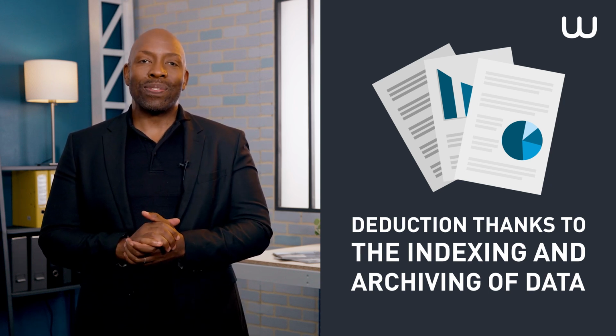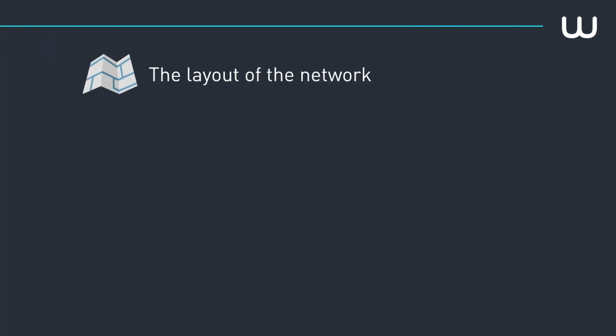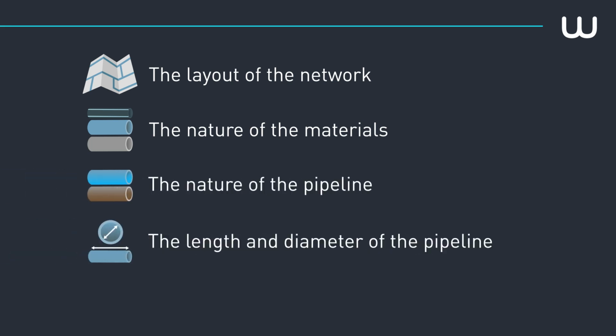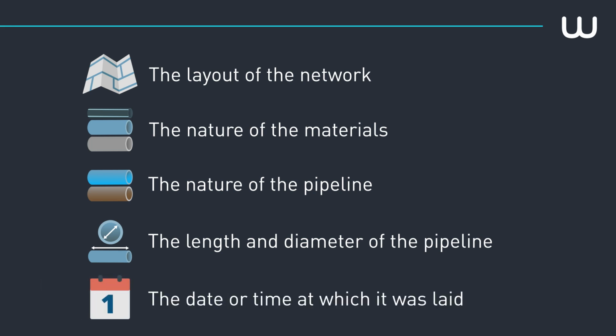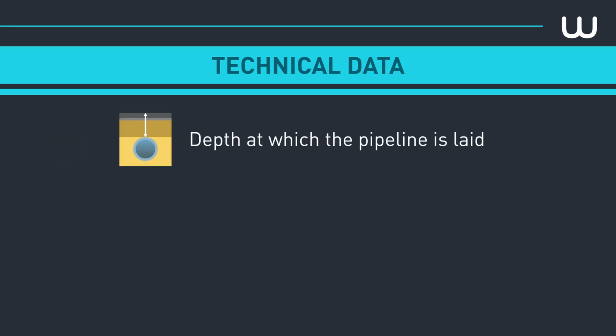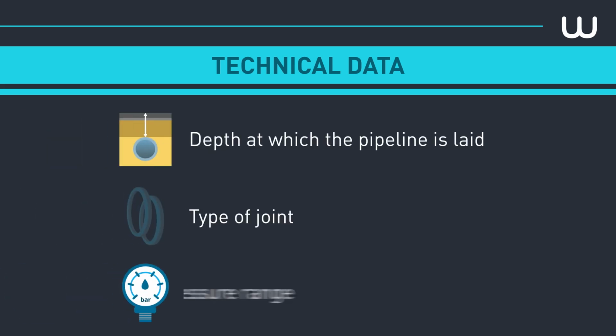Data corresponding to the detailed description of the network, the layout of the network, the nature of the materials, the nature of the pipeline, the length and diameter of the pipeline, and the date or time at which it was laid. More specifically, we can collect technical data such as the depth at which the pipeline is laid, the type of joint or the pressure range.